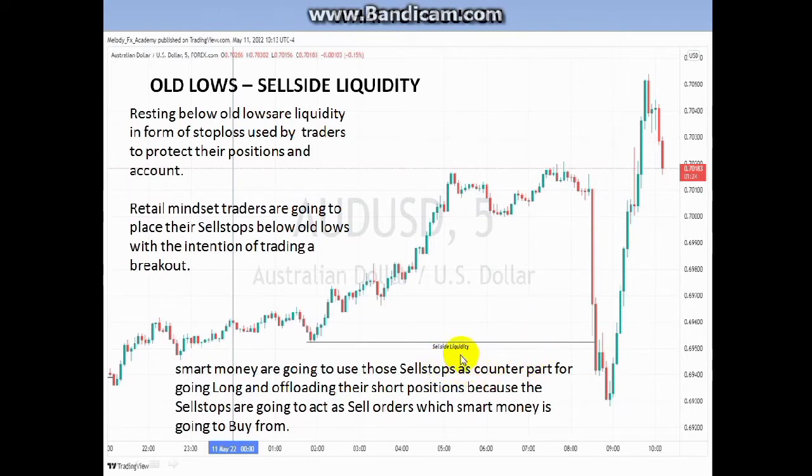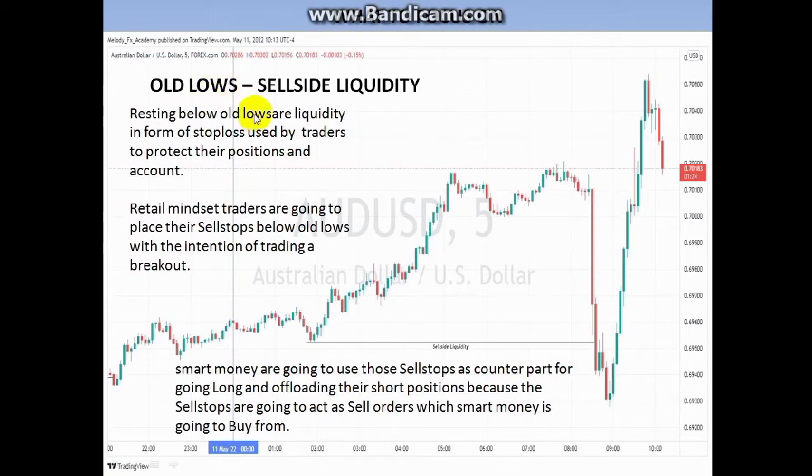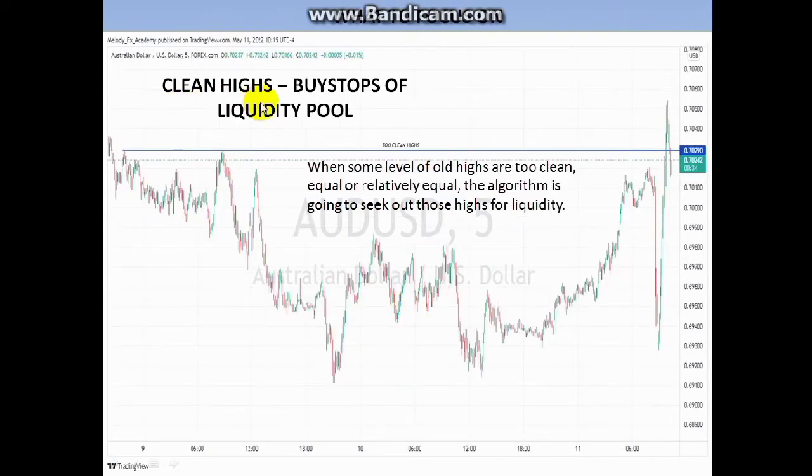For price to be delivered efficiently, there has to always be buying and selling. That is just as important as how important the old highs and old lows are. So now we understand the concept of old highs and old lows and their importance. Let's move on. The next level of focus as a smart money trader are clean highs.